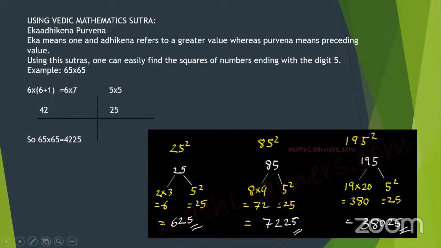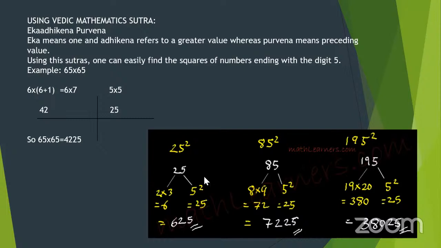Yes, 625. If you take another number, like I have taken the example of 65. If we try to do the square of 65, it is 6 into 6 plus 1, which is 7. 6 into 7 is 42, and 5 square is 25. And if you take the number 85, it's 8 into 9, because 8 plus 1 is 9. 8 9s are 72, and 5 square is 25. So if we join together 72 and 25, 7225 is the answer.